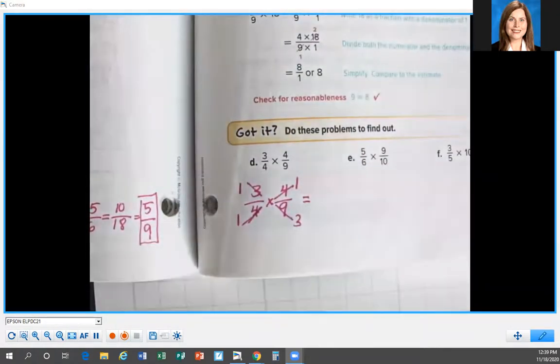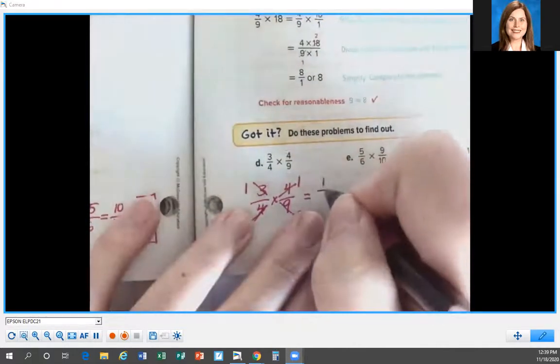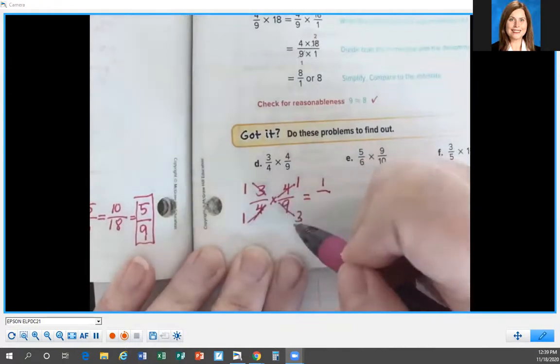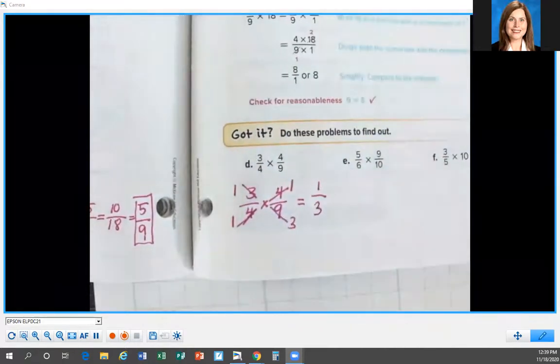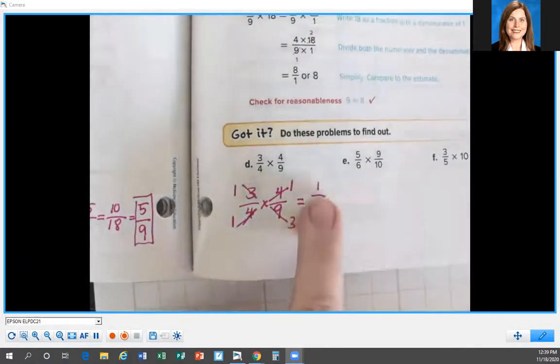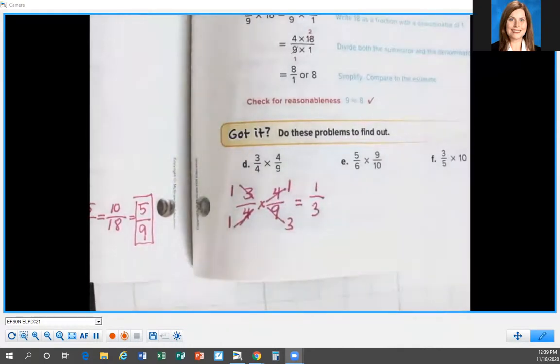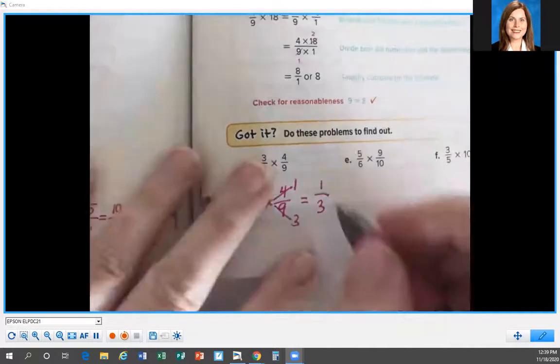Now I will multiply. Numerator times numerator. 1 times 1 is 1. Denominator times denominator. 1 times 3 is 3. Before I box my answer, I check to see whether I can simplify this further. 1/3. No, there are no common factors between 1 and 3, so this is as simplified as it can be, 1/3.